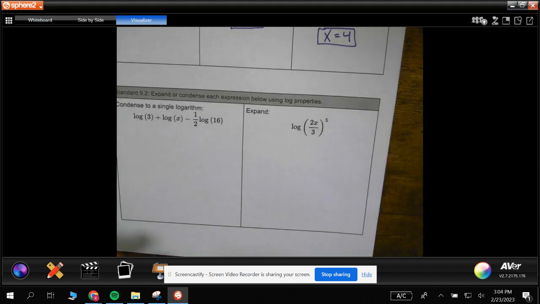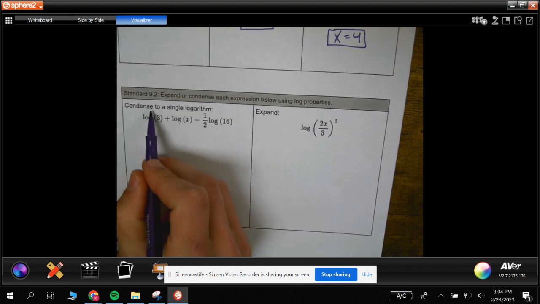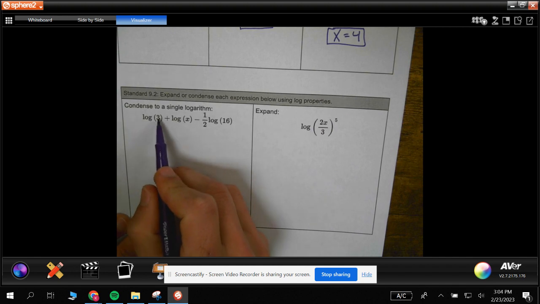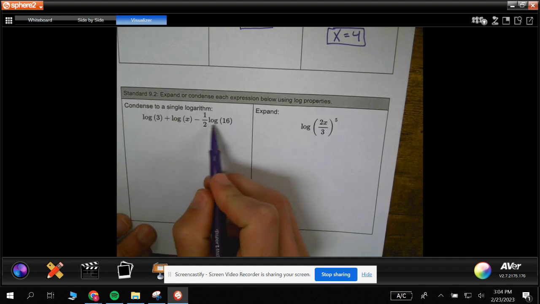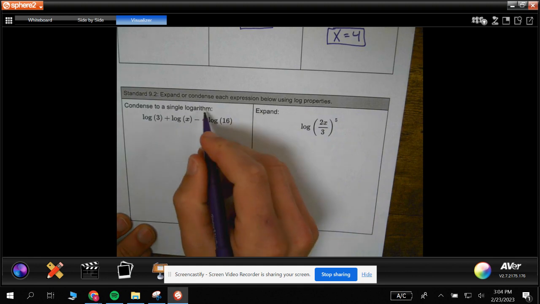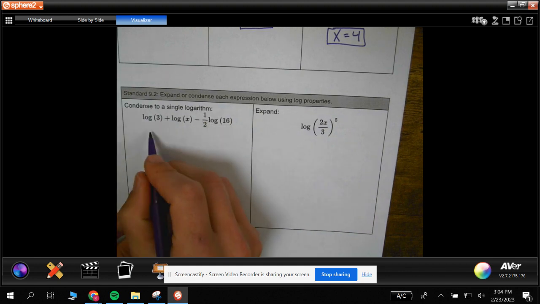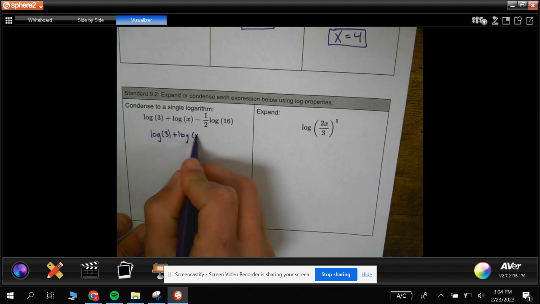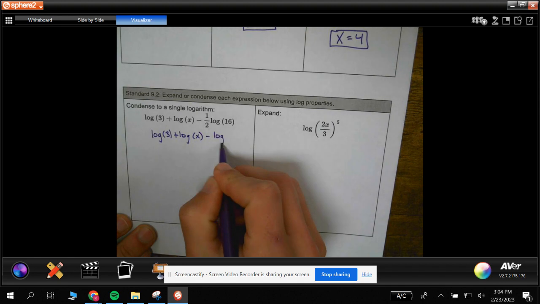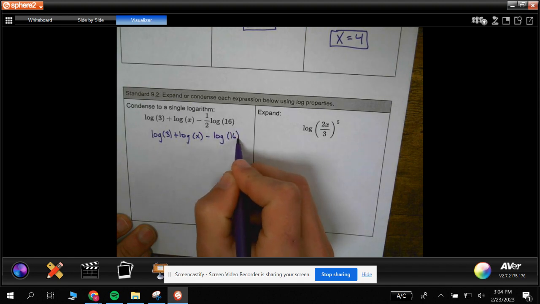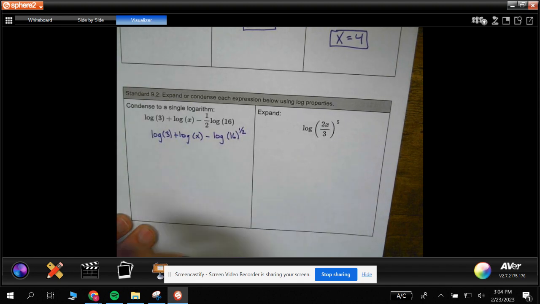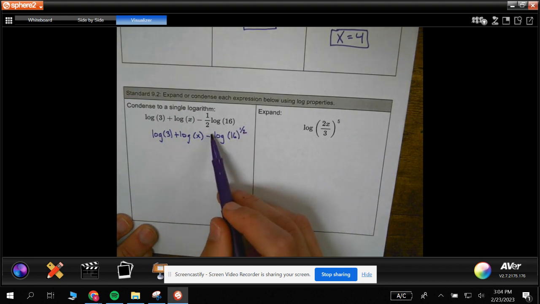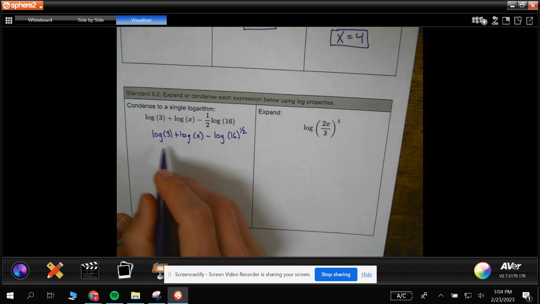Properties of logarithms, expanding and condensing. Condense means pull it together into a single logarithm, okay? So I look through, I see log base 10 of 3 plus log base 10 of x minus 1/2 log base 10 of 16. I want to deal with this 1/2 first. I'm going to use the power property. I'm going to rewrite the other ones as they were, but I'm going to take that 1/2 and apply it right there. The power property tells me that when the argument of a log is raised to a power, that power can come out in front and get multiplied.